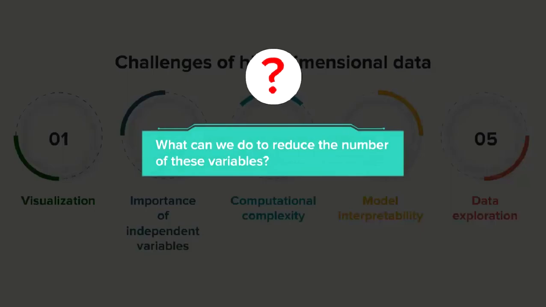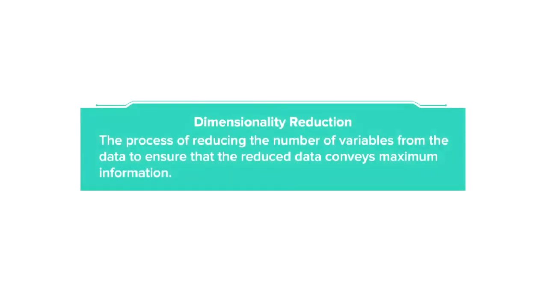So, what can we do to reduce the number of these variables? This is where dimensionality reduction comes into the action. Dimensionality reduction is the process of reducing the number of variables from the data, ensuring that the reduced data conveys maximum information. We will now look at some of the most simple and most common dimensionality reduction techniques.